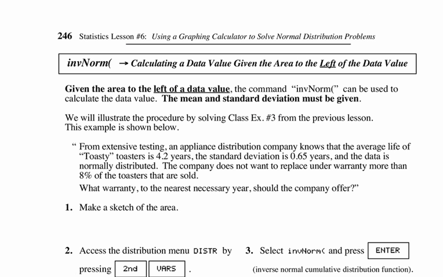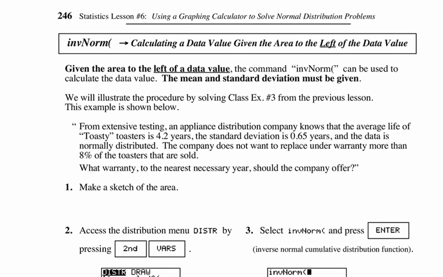The second part, we're going to go backwards. So how do we go backwards? We can actually use our calculator. If we know our area or our probability, we can find our z-score or our x-score. That's with using inverse norm. Inverse norm is used to calculate a data value given the area to the left of the data value. So given the area to the left of the value, inverse norm can be used to calculate the data value.